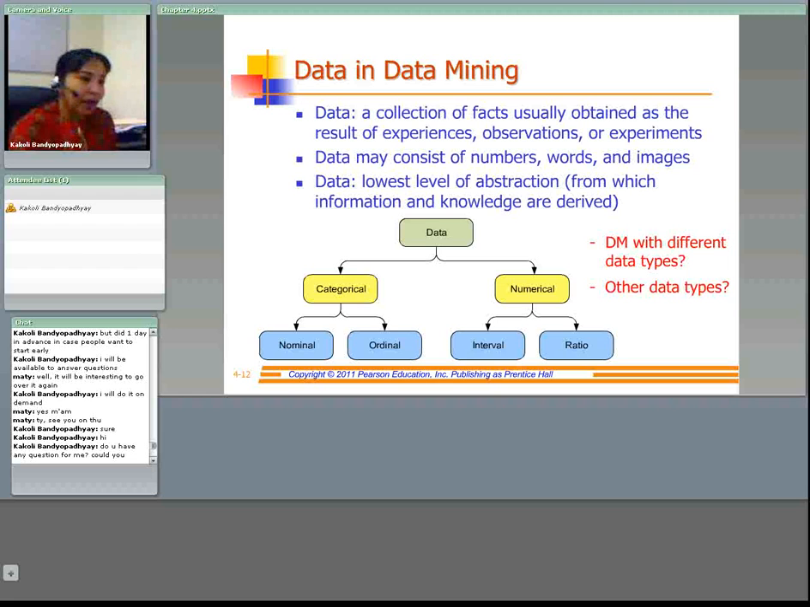Numerical data, the other category, represents the numerical values of specific variables. For example, age, number of children, total household income, these are numerical data. And then within numerical data, there is interval data and ratio data. Interval data are variables measured on interval scales, for example, temperature in Celsius scale. Ratio data is used in sciences such as mass, time, energy, etc. So these are the different types of data in data mining. Remember, categorical and numerical.